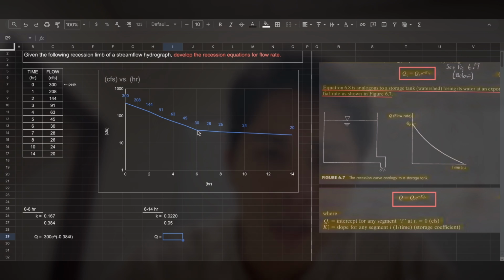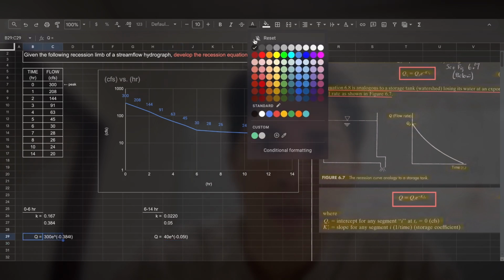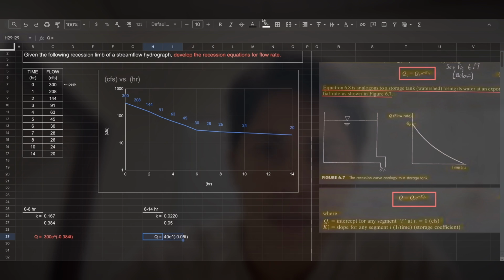Now we need the Q. Now the Q is the value that intercepts the y-axis. So all you need to do is extend this line all the way here. Now I don't know exactly how to do this in spreadsheets. I would be able to do it in Excel, but I don't know how to do it in a spreadsheet. So you're going to have to trust me. It's going to intercept at a value of about 40. So you're going to use 40 e to the negative 0.05 t. And these will be the two equations that represent each of those recession lines.